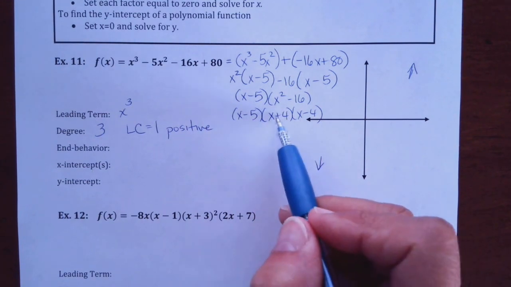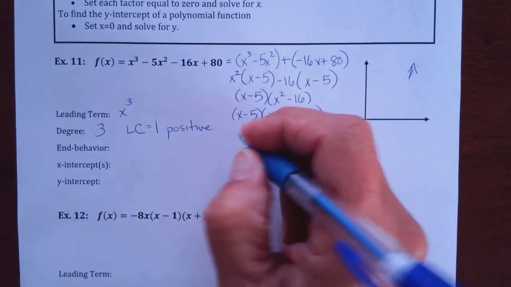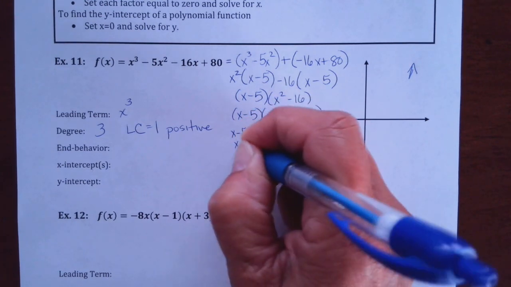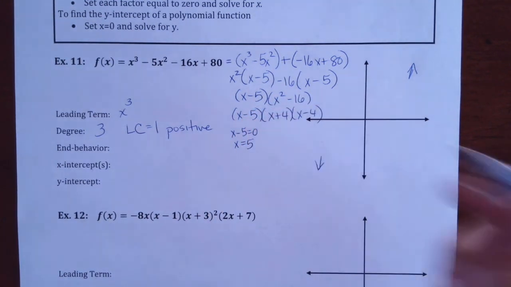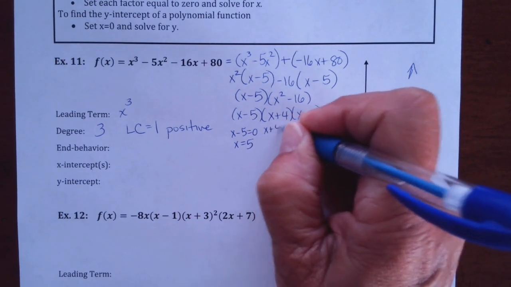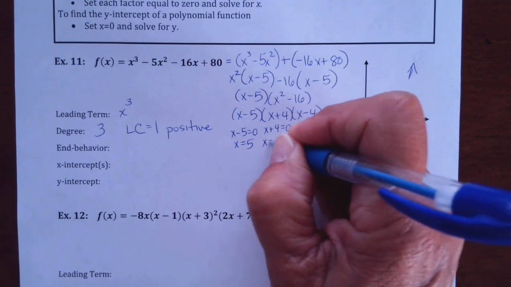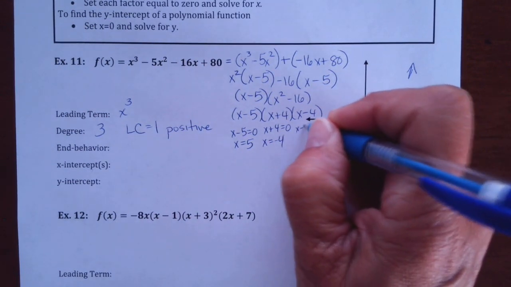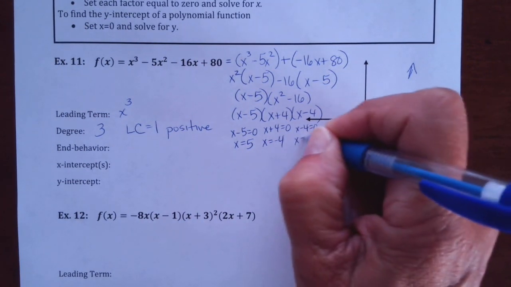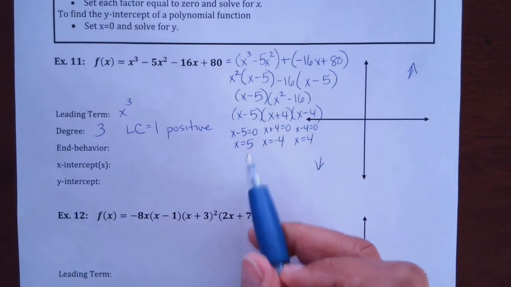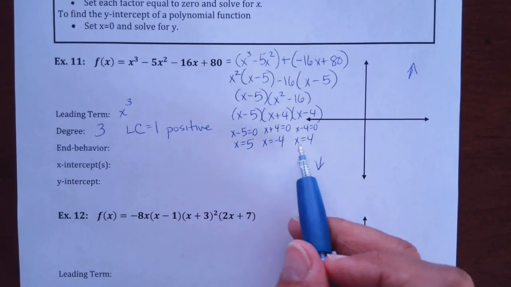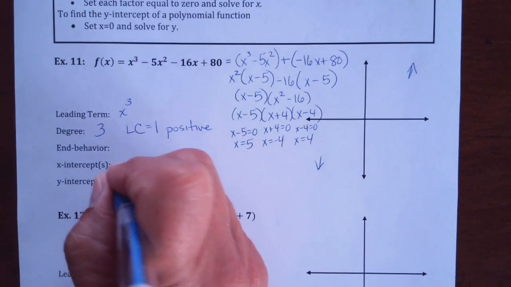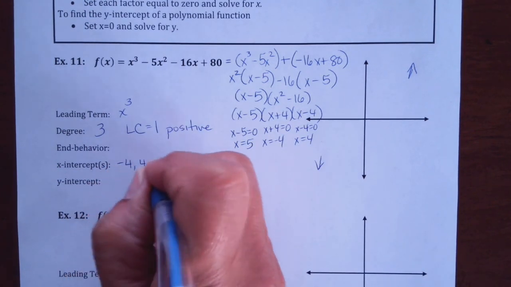You're going to set each of these equal to 0 and solve. So you're going to set x minus 5 equal to 0, solve that, you're going to get 5. Set x plus 4 equal to 0, solve that, you get negative 4. And set x minus 4 equal to 0, and we get x equals 4. So there are your zeros, 5, negative 4, and 4. I'm going to put them in order from left to right. So I've got negative 4, 4, and 5.